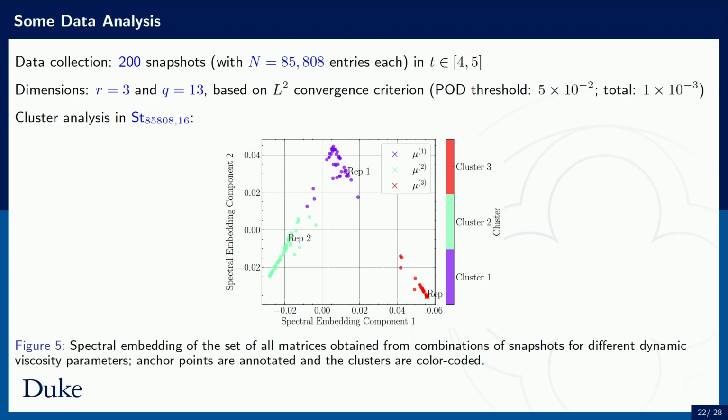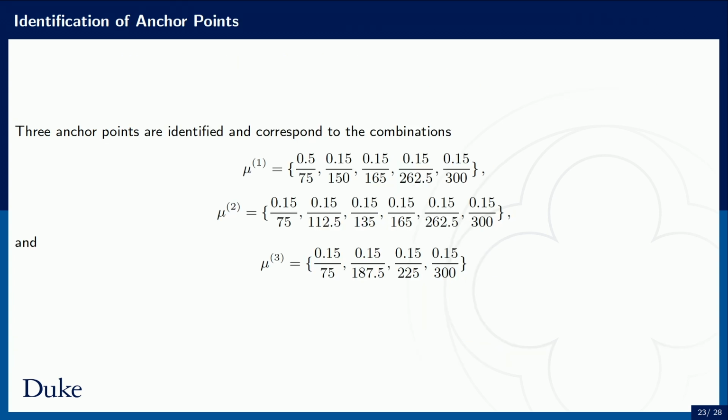So first of all, we are using this data collection. We have 200 snapshots. This is based on the discretization. This is the size of the input. Those reduced dimensions are based on a standard convergence criterion. And so this is a cluster analysis. This is my Stiefel manifold, and this is a cluster analysis. We have a bunch of training scenarios, and the clustering analysis will tell us that, in this particular case, we have 3 clusters, and they will allow us to identify the anchor points we are going to use to randomize the projection basis. In this case, it turned out that the anchor points are identified by these combinations of training parameters, just to give you a sense of how it looks in practice.